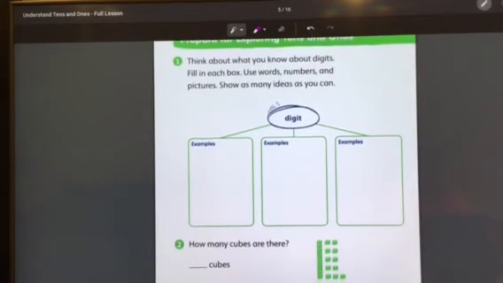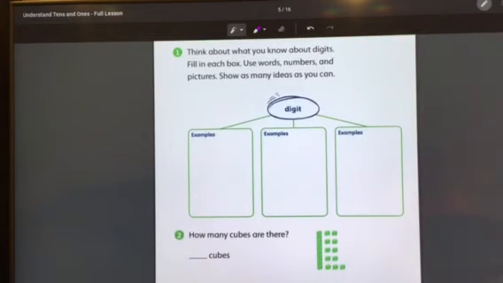All right, so think about what you know about digits. Fill in each box. Use words, numbers, and pictures. Show as many ideas as you can. A digit is when you have just one number. So 0 through 9, any of those numbers would be a digit. So to show using words, in our first example box, we're going to say one number. So inside this box here, you can write that, one number.